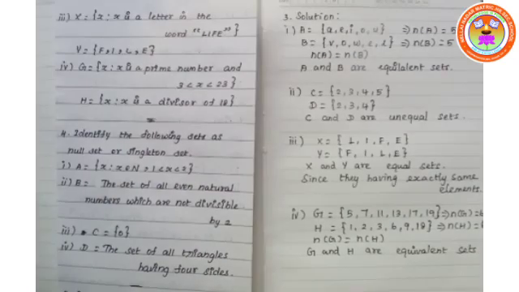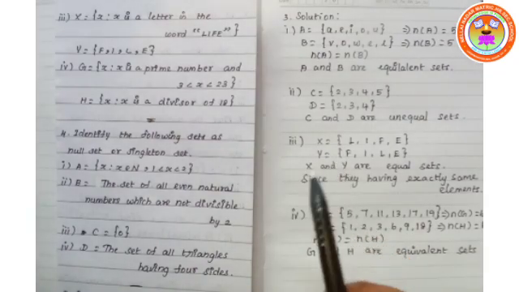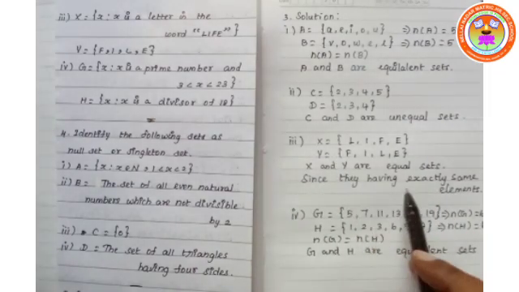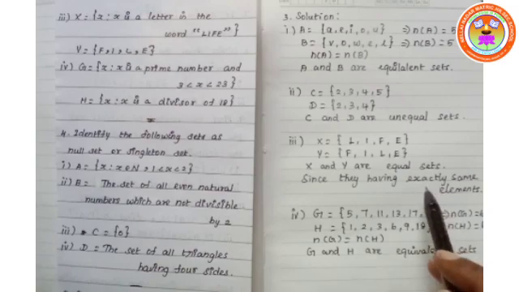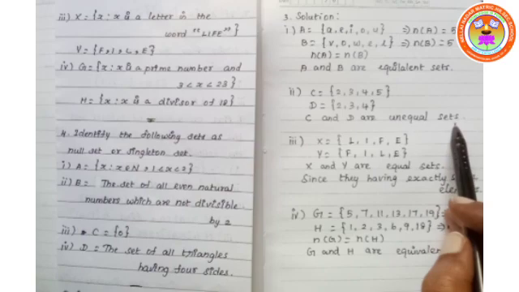So listen, children, we say two sets are equivalent if the number of elements are equal. We say two sets are equal if the elements are exactly the same. Otherwise, we can say they are unequal sets.